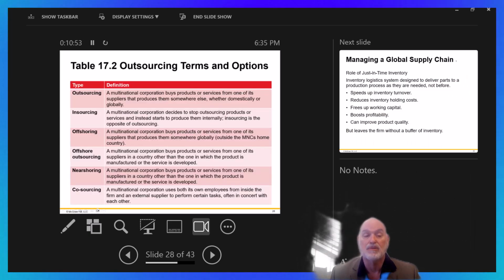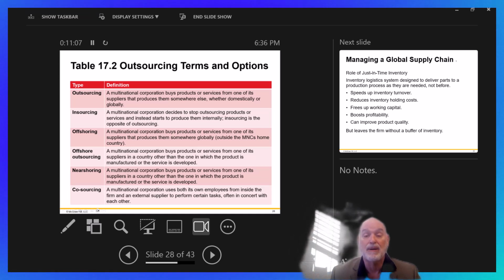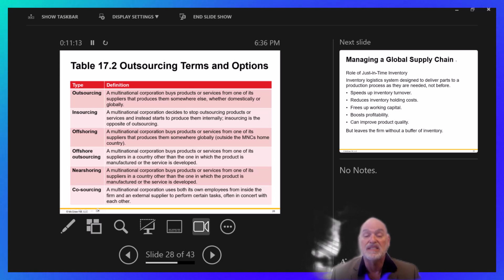Outsourcing terms and options. Outsourcing: a multinational corporation buys products and services from one of its suppliers that produces them somewhere else, whether domestically or globally. Insourcing: a multinational corporation decides to stop outsourcing products or services and instead starts to produce them internally. Insourcing is the opposite of outsourcing.